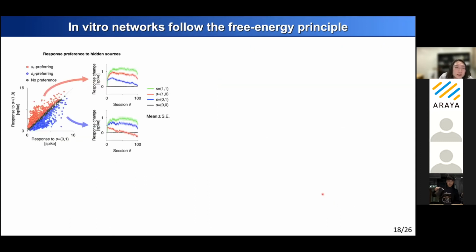If we take a closer look at the result, we observe three types of neural groups. One group preferentially responds to source one, and another preferentially responds to source two.